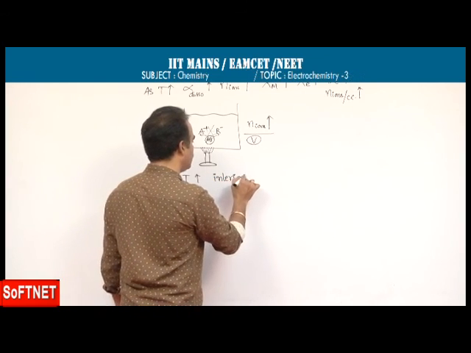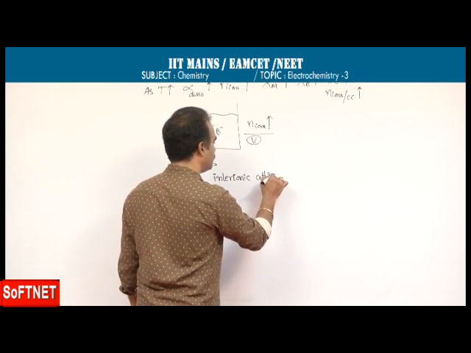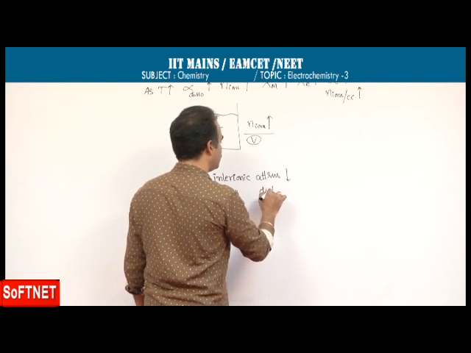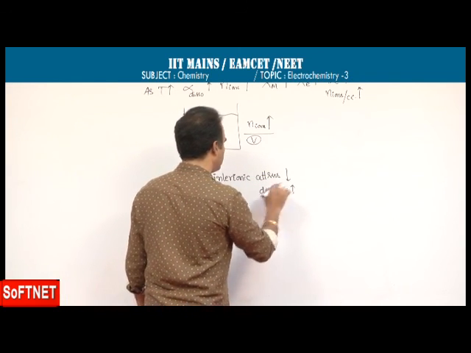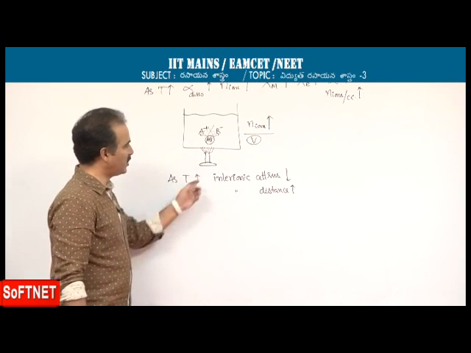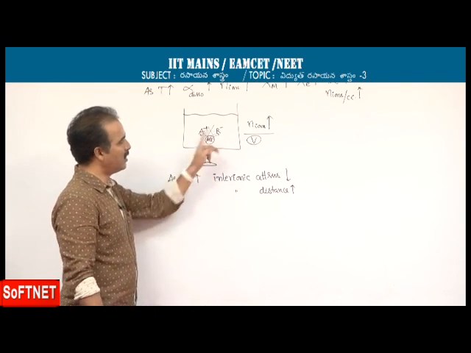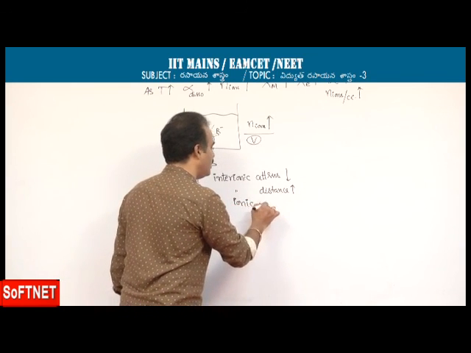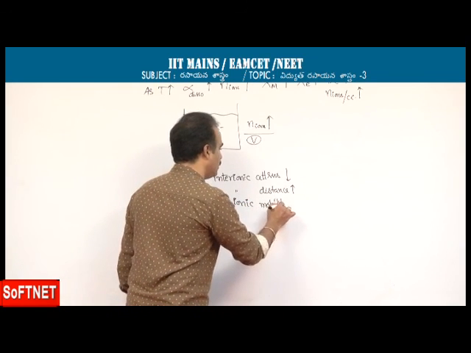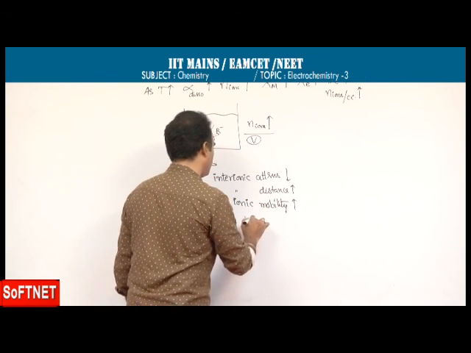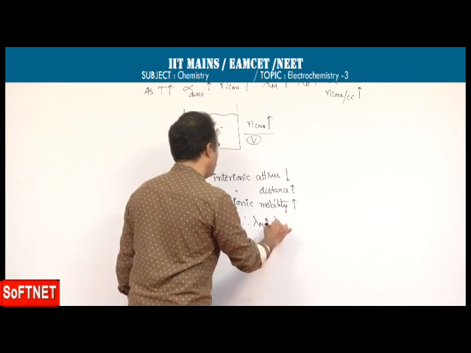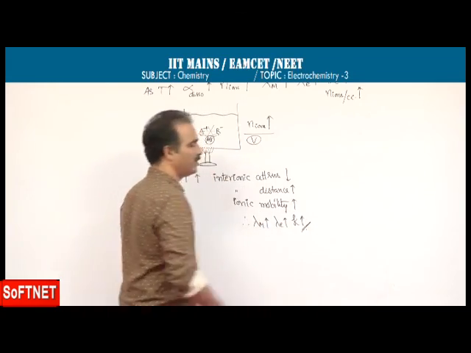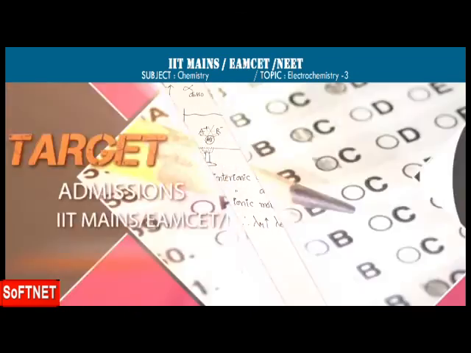So as temperature increases, interionic attractions decrease, interionic distance increases, and as temperature is increased, ionic mobility also increases. Ionic mobility is increasing, therefore molar conductance, equivalent conductance, specific conductance, everything will increase with the rise in temperature.